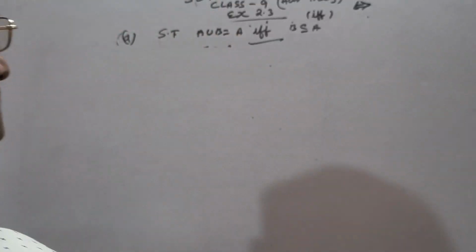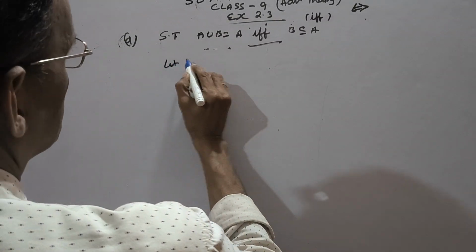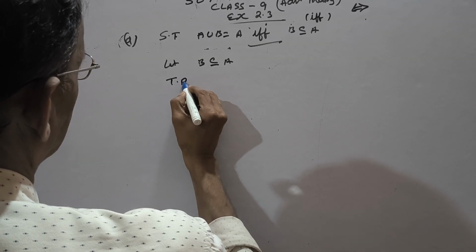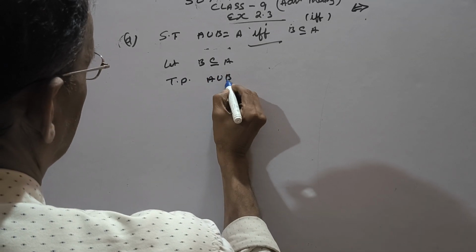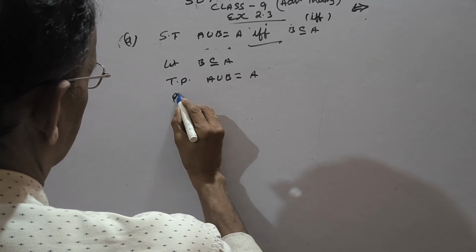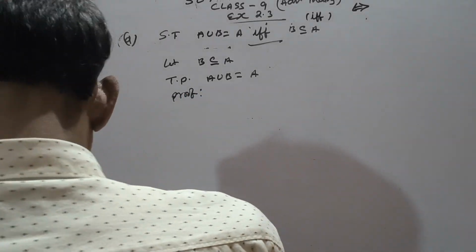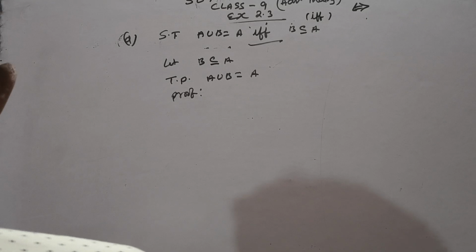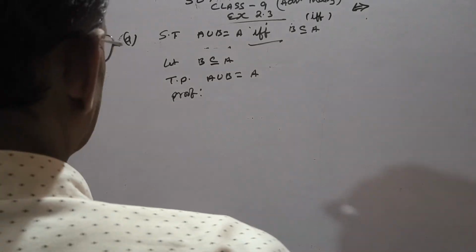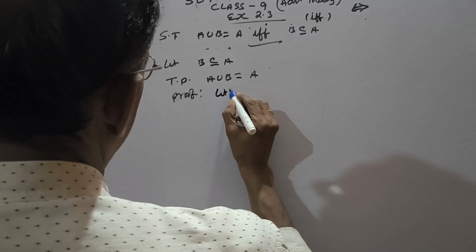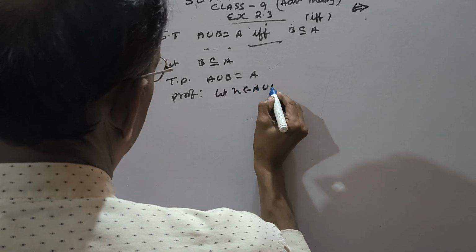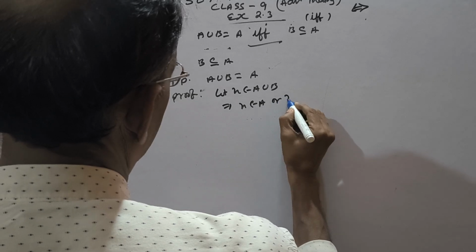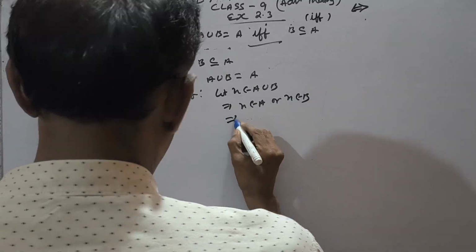What do we take now? Let B be a subset of A. Now you need to prove A union B equals A. So, proof. Now write down: let x belong to A union B. What is the meaning? x belongs to A or x belongs to B.